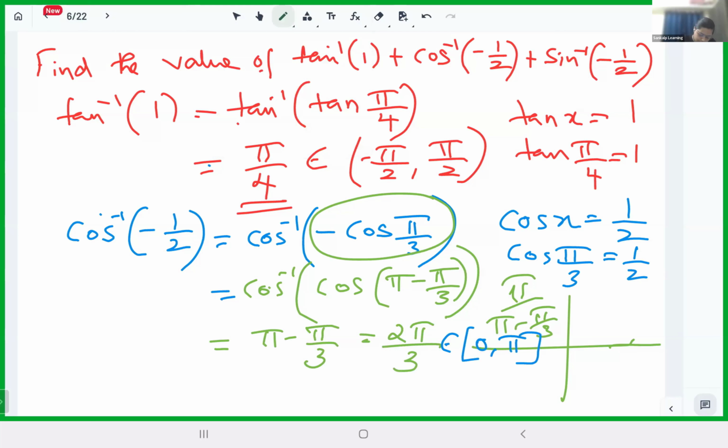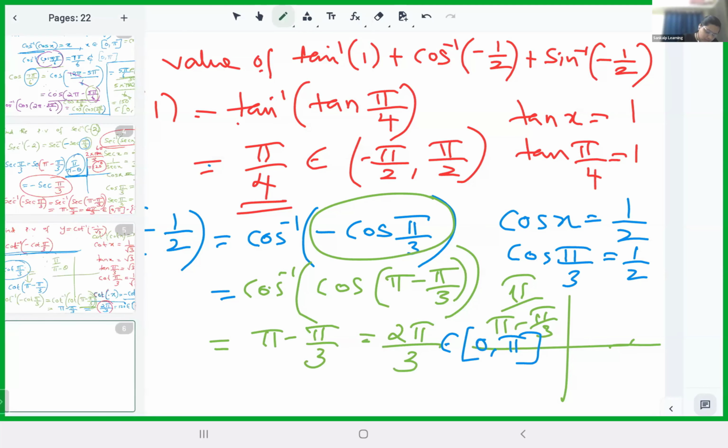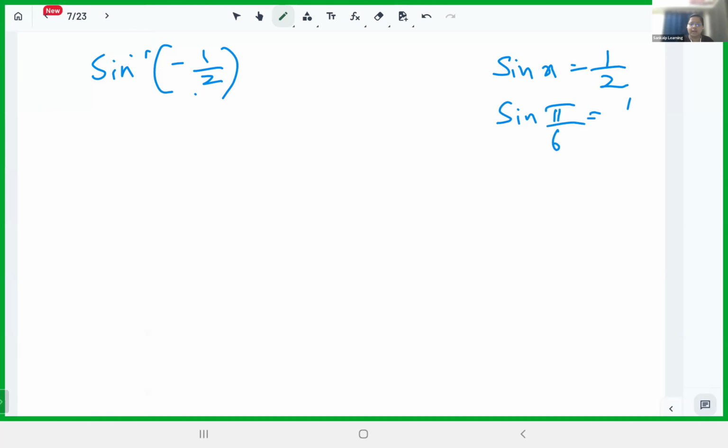We'll just take another page. So the third part was sine inverse of minus 1 by 2, all right? So we have to write this 1 by 2 as some function of sine, right? So how will you write sine x is equal to 1 by 2? Which value of sine will give you 1 by 2? Sine pi by 6, right? Sine 30 degree is 1 by 2. So sine pi by 6 is 1 by 2.